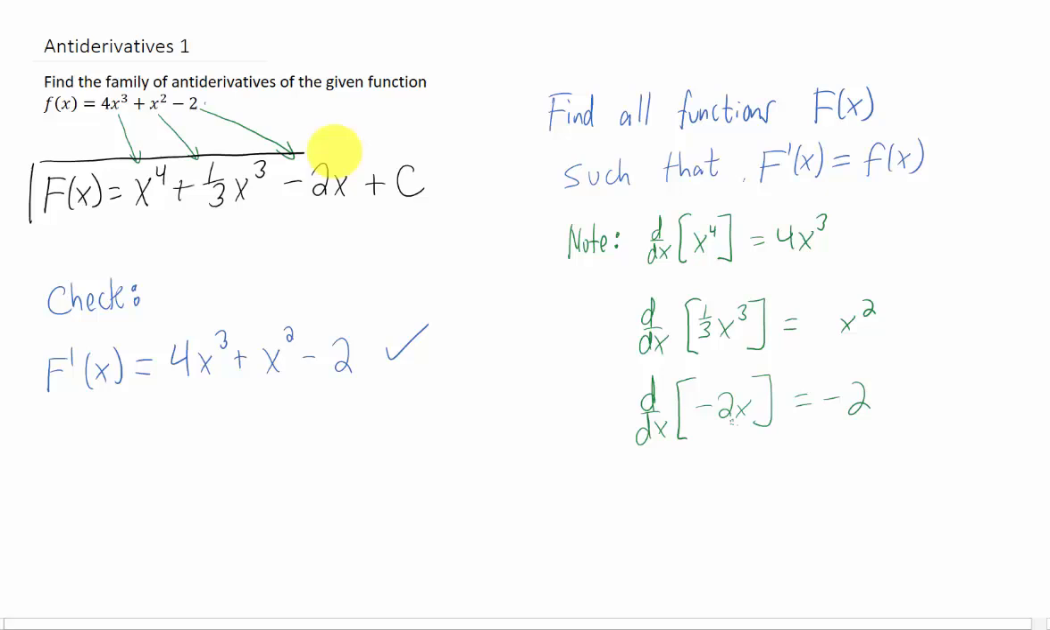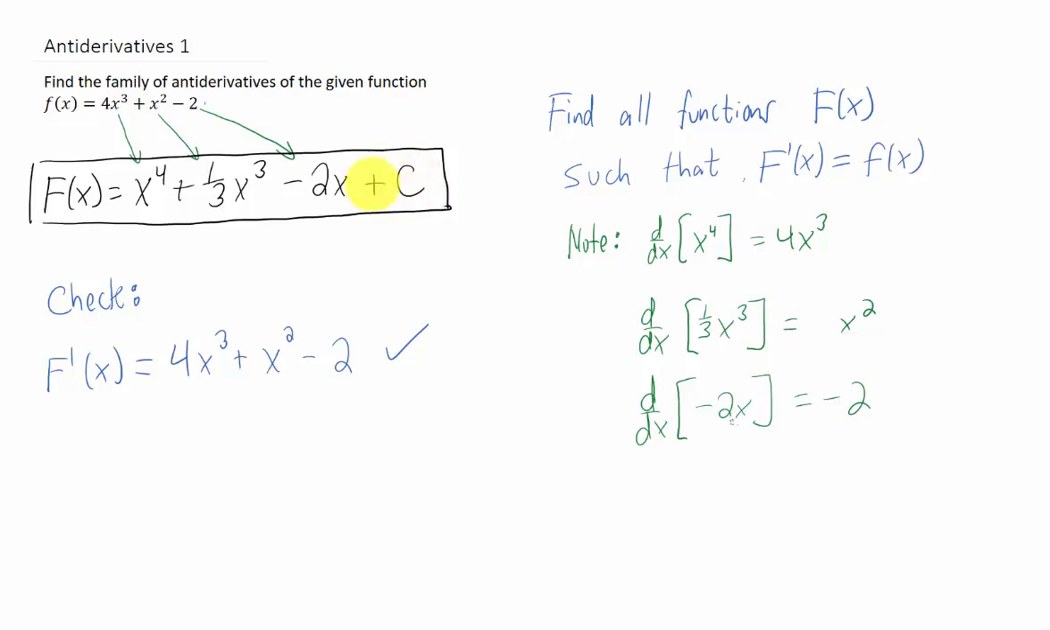So this right here is the family of antiderivatives of the original function. It's called a family because C can be anything. So this is an infinite number of antiderivatives of the given function.